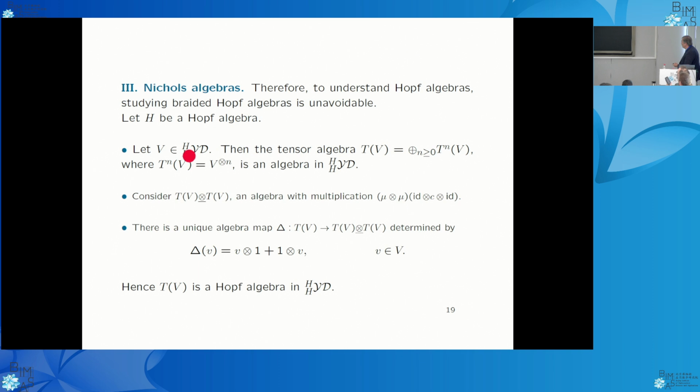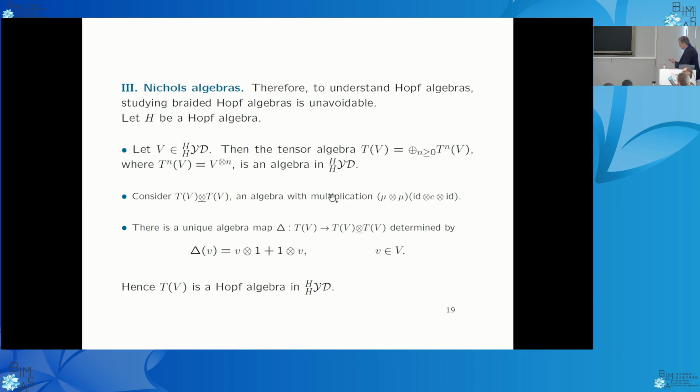Start with the Yetter-Drinfeld module V over H, but this can be done also for any braided Hopf algebra. Then take the tensor algebra, the usual tensor algebra. You can show that this is an algebra in this category of Yetter-Drinfeld modules, because this is a braided tensor category, so it is more or less obvious. And the tensor product of T(V) with itself will be again an algebra in the category of Yetter-Drinfeld modules, where the multiplication is the multiplication mu of T(V) tensor mu, but here you switch the second and the third vectors by c, not by the usual transposition, with the usual comultiplication of T(V), but by this c.